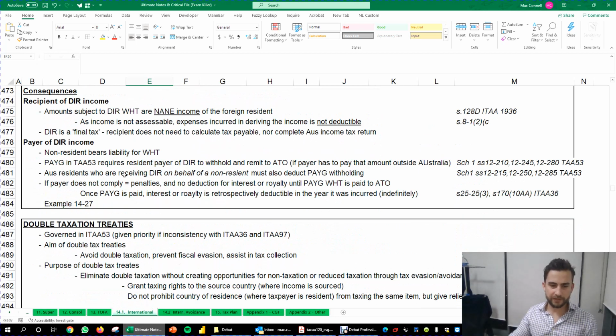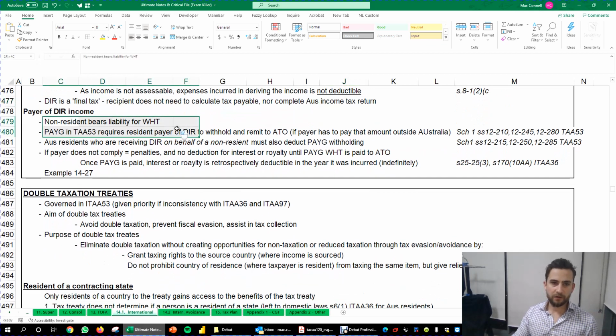Withholding tax is non-assessable, non-exempt income of the foreign resident. As the income is not assessable, expenses incurred in deriving the income are not deductible. So any interest expense that a Singaporean resident has, if they borrowed money to invest in shares in Australia, they can't actually claim that interest against any income they've earned in Australia. It's also a final tax, so you don't actually need to calculate tax payable or complete a tax return. It's meant to simplify the process. The government's saying 30% seems like a reasonable rate, and we're happy to accept that for non-residents. It's not a marginal tax rate, it's a flat tax rate of 30%.